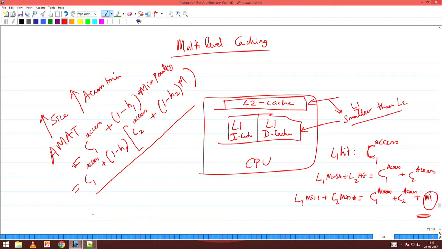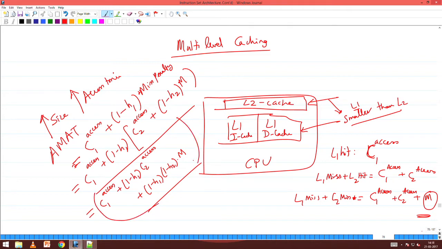You are getting this? So when we just expand that, it will be C1 access plus C2 access minus H1 into C2 access. Sorry, actually we can write it a little more neatly. C1 access plus 1 minus H1 into C2 access plus 1 minus H1 into 1 minus H2 into memory access, okay. So you just see this is the final equation.